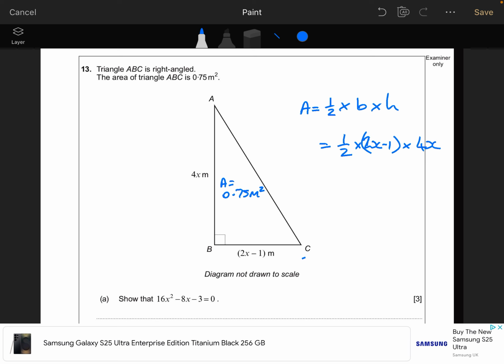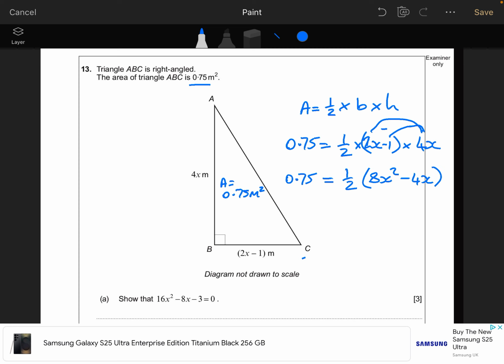4x. So I need to multiply that bit out, but I also know the answer, the area, is actually given as 0.75. So I'm replacing the A with 0.75, and now I need to multiply out the right hand side. So 0.75 equals, and 2x minus 1 times by 4x, multiplying these two first of all. 2x times by 4x will give me 8x squared. That's that times that. And then 4x times by negative 1 will give me negative 4x.